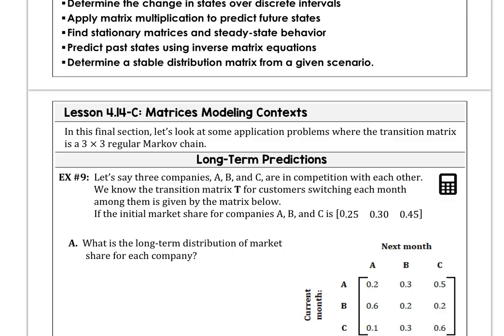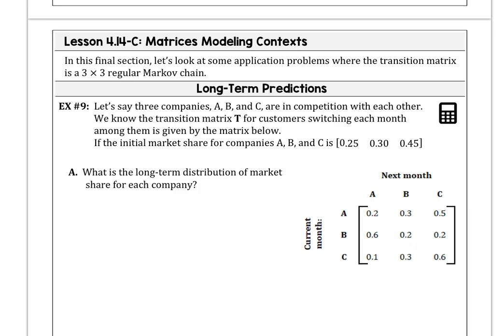We want to look at some more application problems where the transition matrix is a 3x3 regular Markov chain in this last lesson. Let's say we have three companies, A, B, and C. They're in competition with each other. We know the transition matrix T for customers switching every month among them is given in this matrix below. If the initial market share for companies A, B, and C is given by this matrix, we want to know what is the long-term distribution of market share for each company.